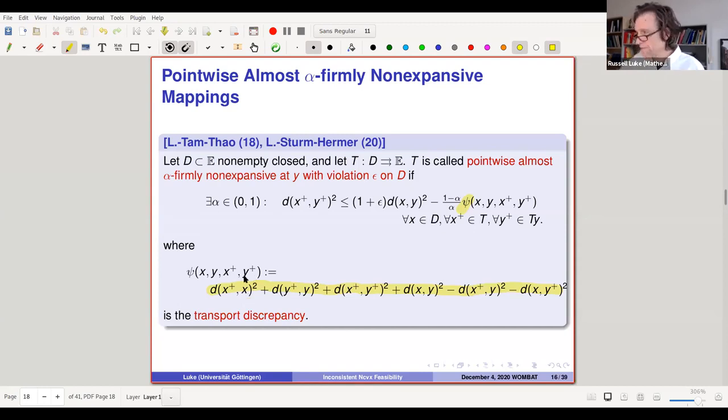But if you're in a general metric space, you have to work with this messy looking thing. And also, if y is a fixed point, then in fact our multi-valued mapping is single valued on its set of fixed points if it's alpha firmly non-expansive there. And this whole thing simplifies to just the difference between x and its image.